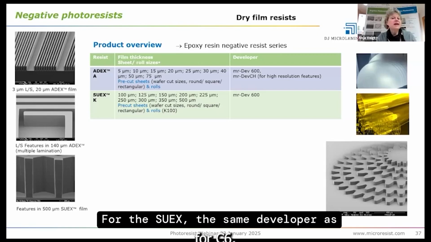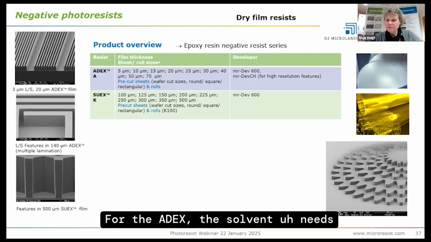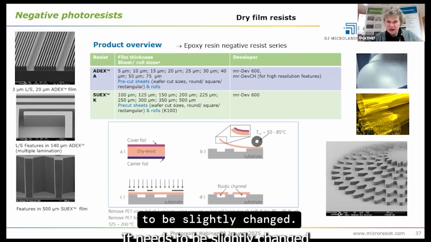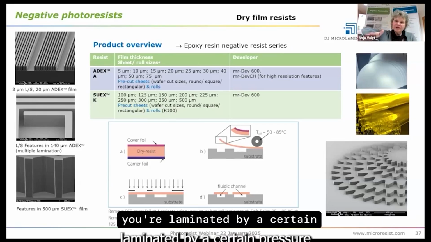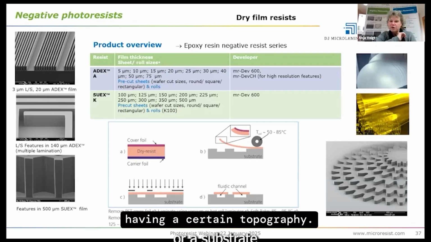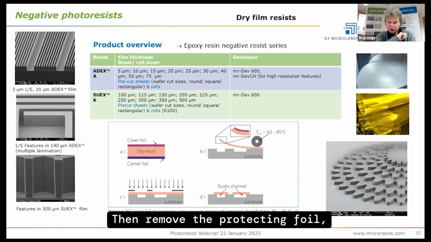For the ZUEX, the same developer as known for the SU8 can be used. For the ADEX, the solvent needs to be slightly changed. How is it applied? You have the dry resist in between, you remove the cover foil, then you laminate it by a certain pressure and temperature on a planar substrate or a substrate having a certain topography. Then remove the protecting foil, expose the dry resist, and then develop.